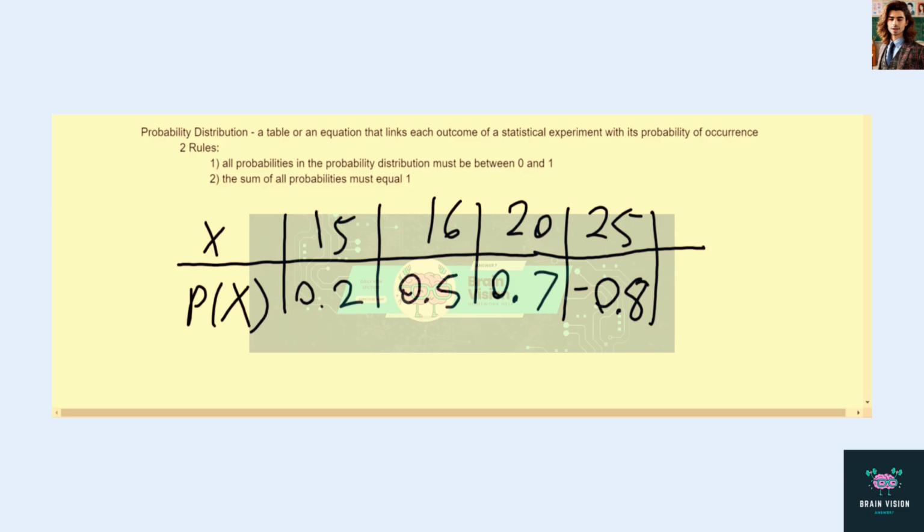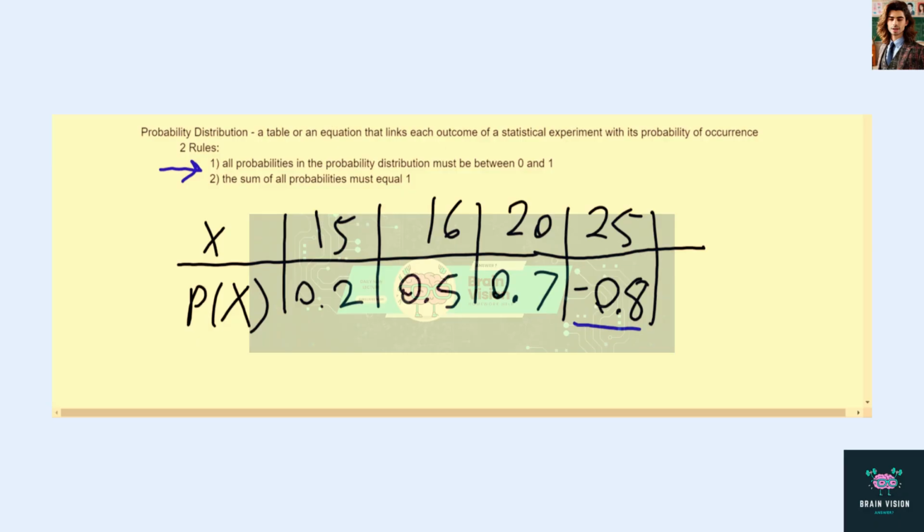Now, just from drawing that out, we can immediately see one of the reasons why this cannot possibly be a probability distribution. And the reason for that is, as we can see in our first rule, all probabilities in the probability distribution must be between 0 and 1. And we have a negative 0.8 here, which falls outside of those parameters. Now let's ignore that for a second.